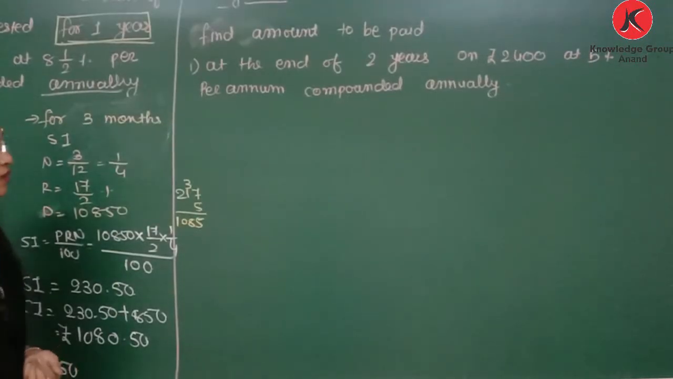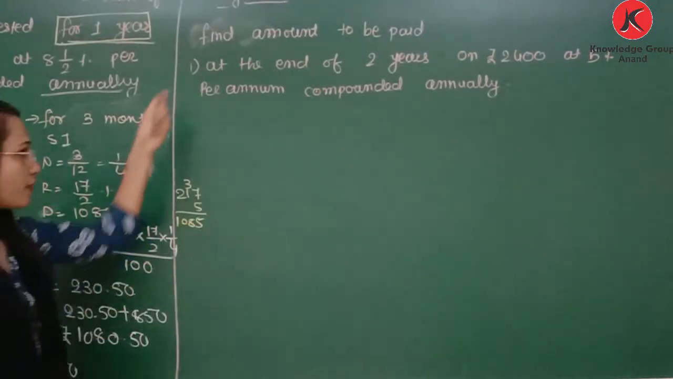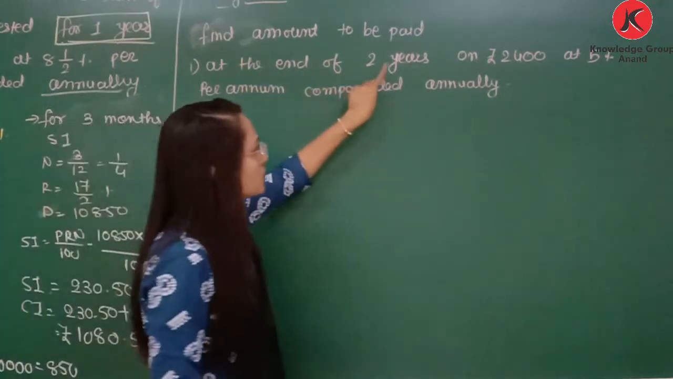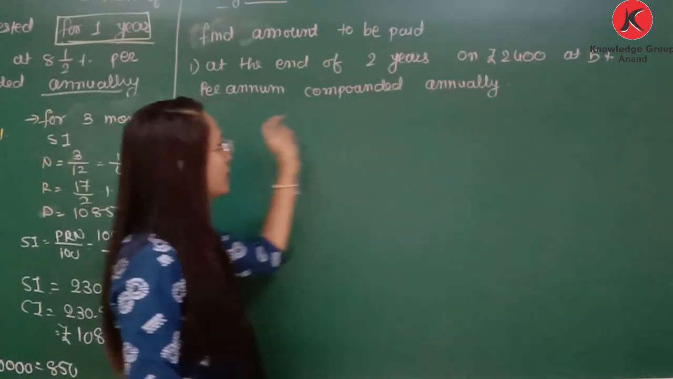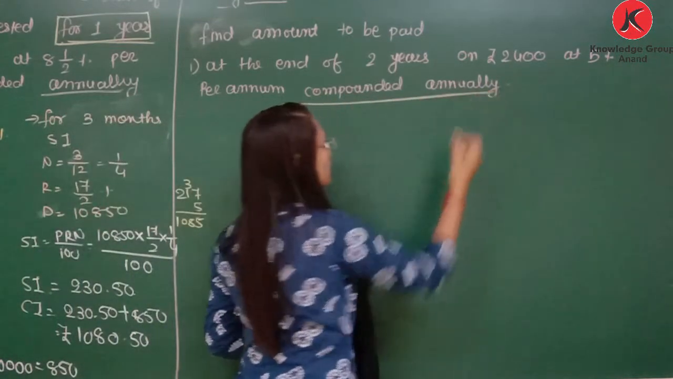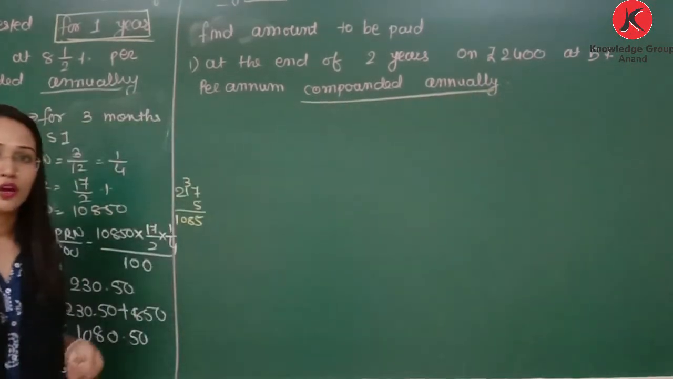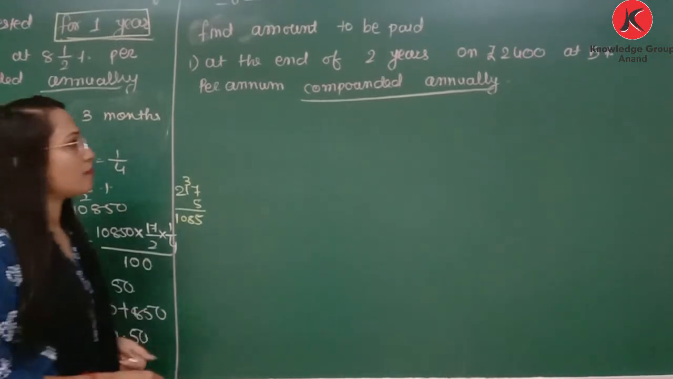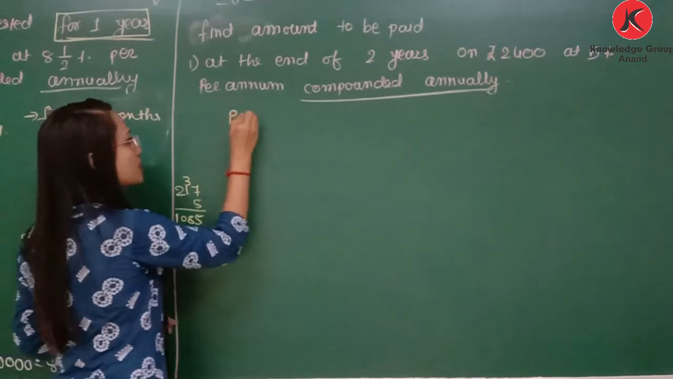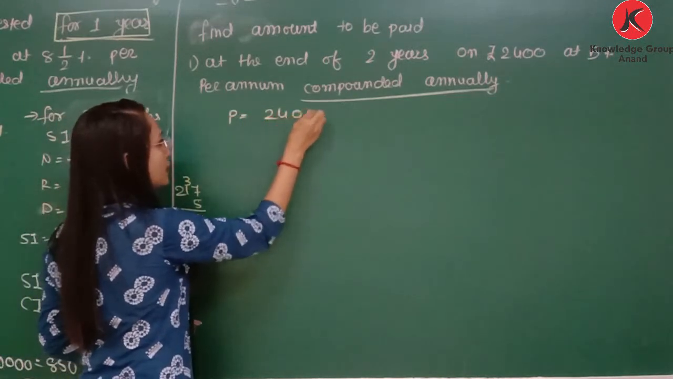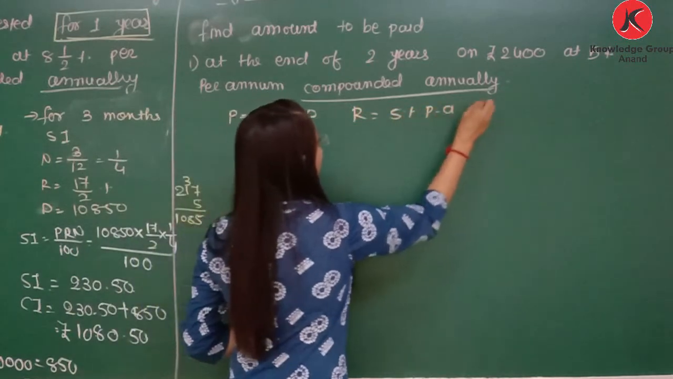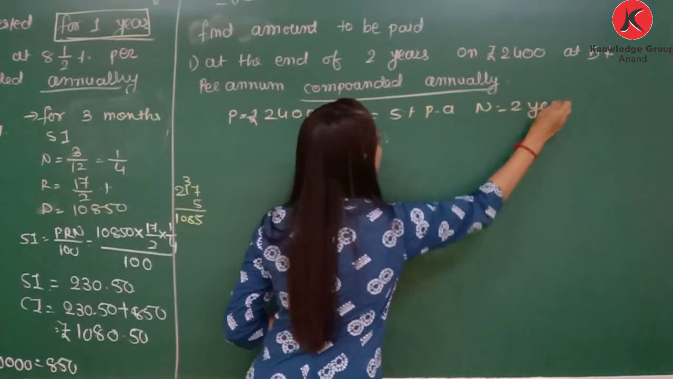Now next one, try this. First example is given. Find the amount to be paid at the end of 2 years on 2,400 at 5% per annum compounded annually. Compounded annually means your rate of interest remains same, principal amount will remain same, and N will remain same. So let's start. Here principal value is 2,400, R is 5% per annum, and N is 2 years.